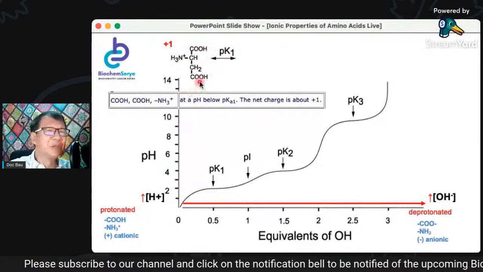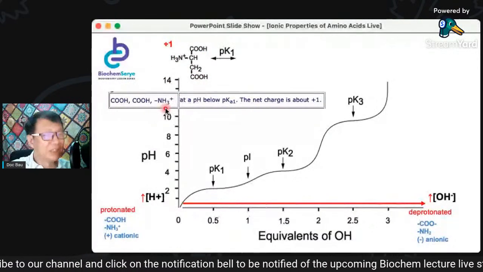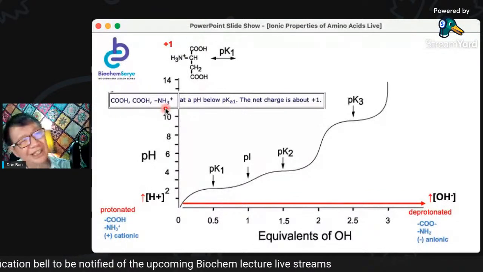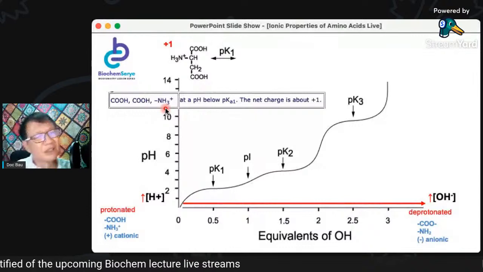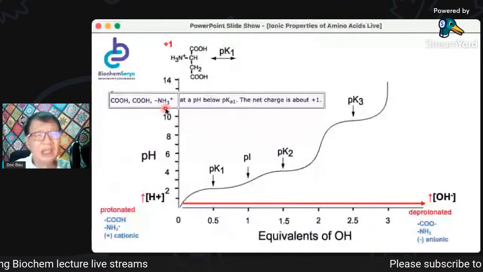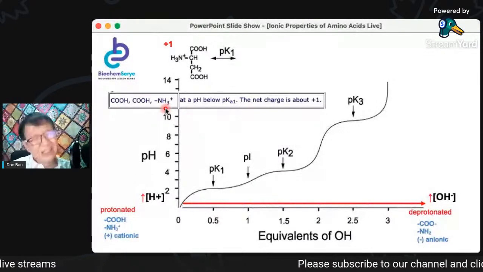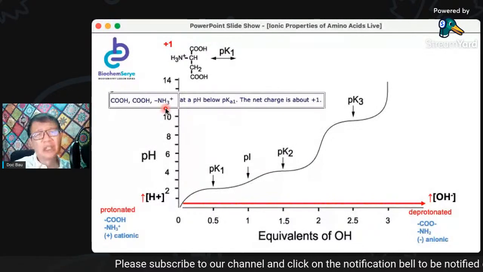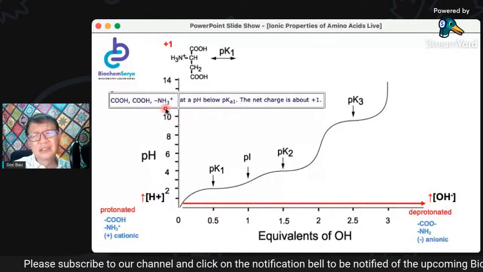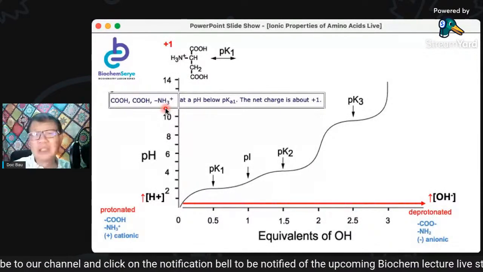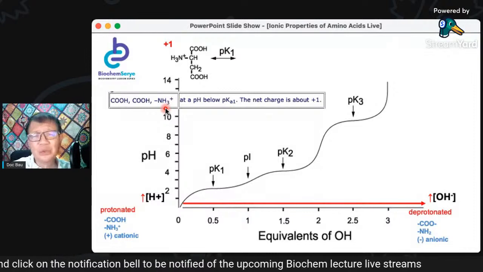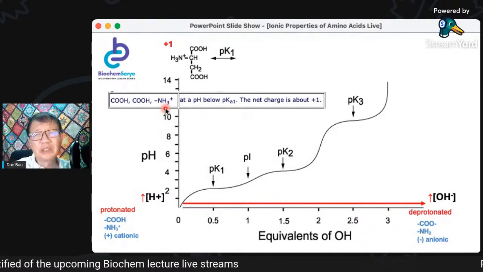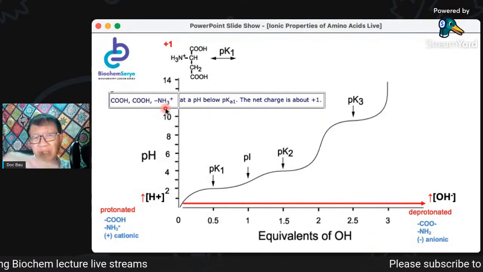So please remember, the one that is the most acidic will deprotonate first. At the least, please remember the pKa values of your alpha carboxyl. Alpha carboxyl is around 2. It's the most acidic functional group, your alpha carboxyl. The beta carboxyl is around 3.5, or around 3 something.